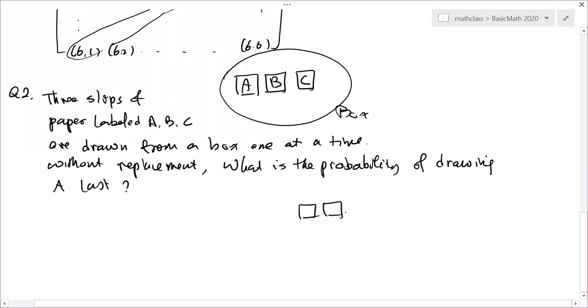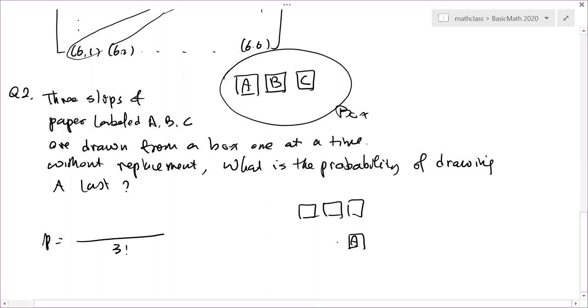So 3 numbers, you could put them one by one in the order, right? So the denominator clearly is going to be 3 factorial, right? The numerator, how do you figure out the numerator? You want to make sure the last one is A, right? So this is for the denominator. The last one is A.